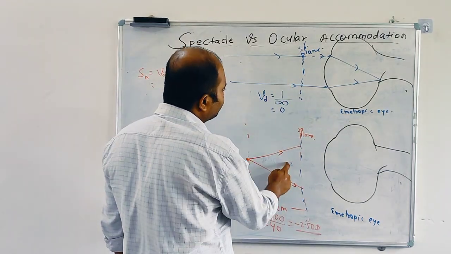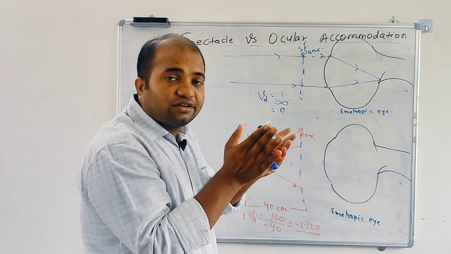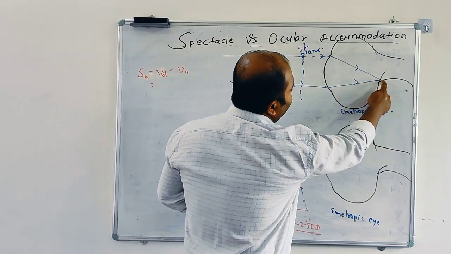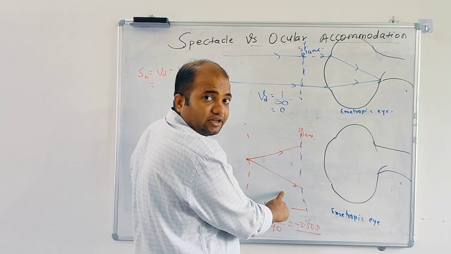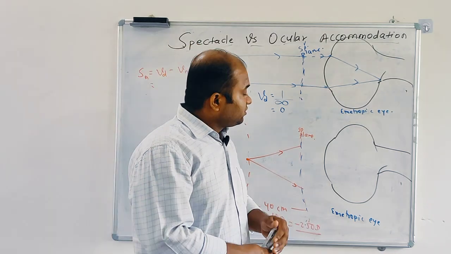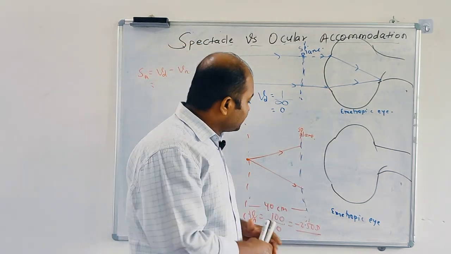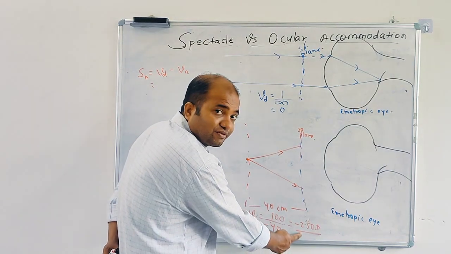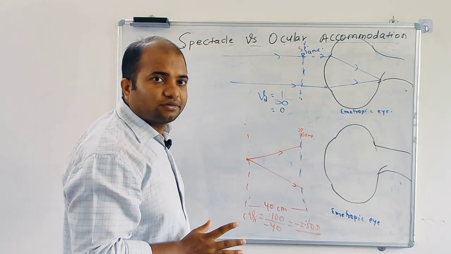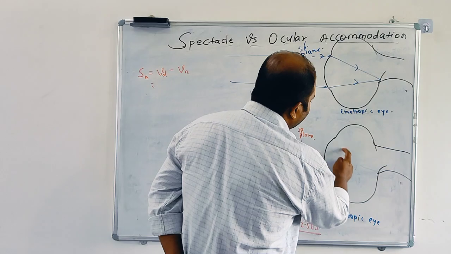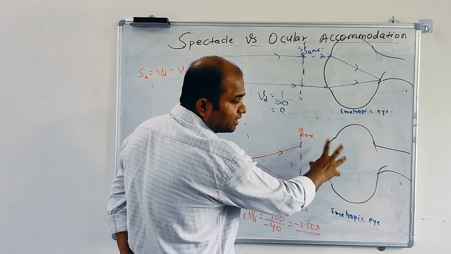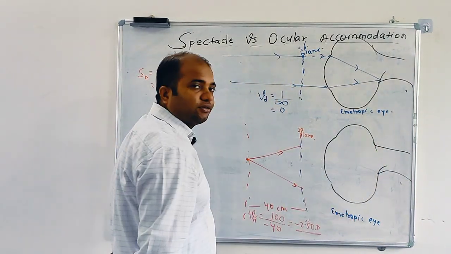That means the change in vergence is how much? 2.5 diopter. That is a negative change. That means this negative change makes this light fall behind the retina by 2.5 diopter, rather than falling on the retina. Understood? So that means there should be some mechanism to nullify this minus 2.5 diopter and make the light fall on the retina. This is based on spectacle accommodation. That mechanism is accommodation. We should have plus 2.5 diopter accommodation, so that the ray will be nullified and will come to focus on the retina.